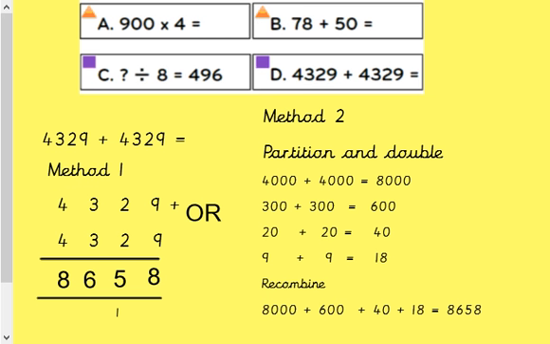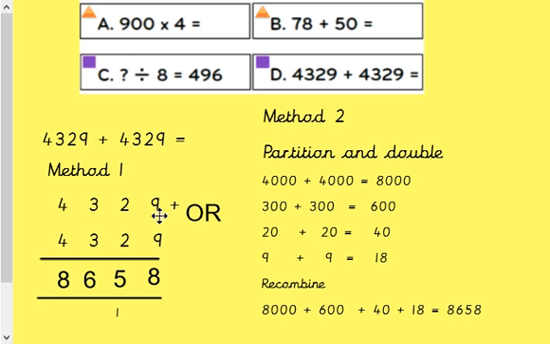Okay, our third question this morning is question D, 4,329 plus 4,329. What do I notice there? Well, I notice straight away that it's a doubling question, but because they're quite big numbers, I might want to use column addition. I might want to use something that I know. So you're more than welcome to do that.